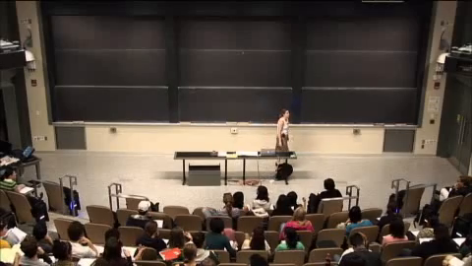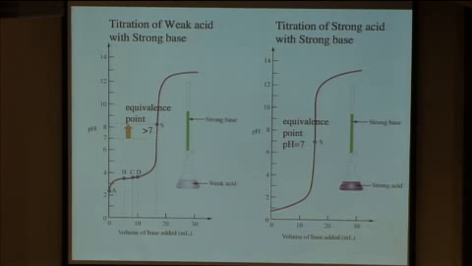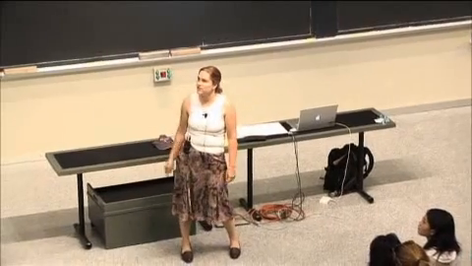So let's look at the difference of the curve to start off with. So here we have the strong acid and the strong base, and here we have a weak acid and a strong base. One thing you may notice right off is that the equivalence point has a different pH. So strong acid and strong base, again, mix. You form a salt that's neutral, pH 7.